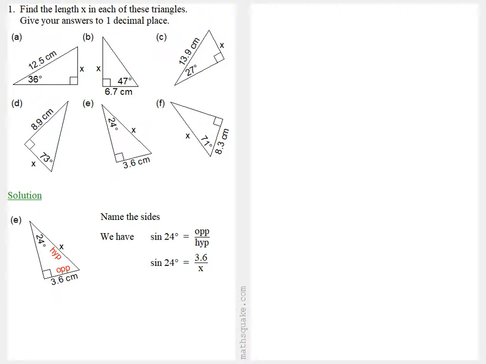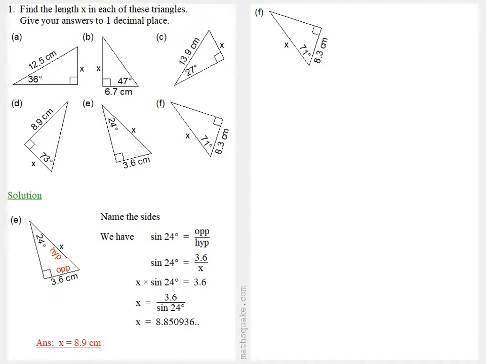We can multiply both sides by x, and that gives x times sine of 24 degrees equals 3.6. If we divide both sides by the sine of 24, that gives x equals 3.6 divided by sine of 24. And if we type that into the calculator, we get x is equal to 8.850936. Now that gives us an answer to one decimal place of x equals 8.9 centimetres.